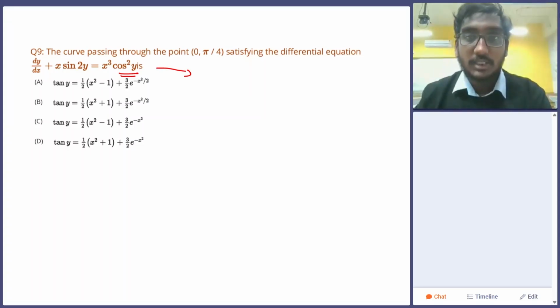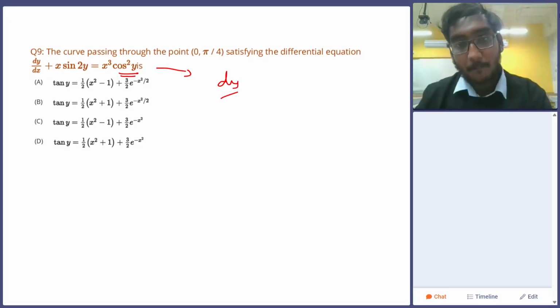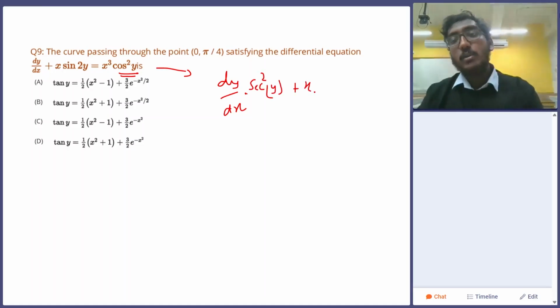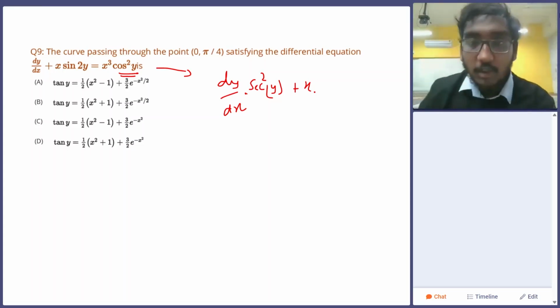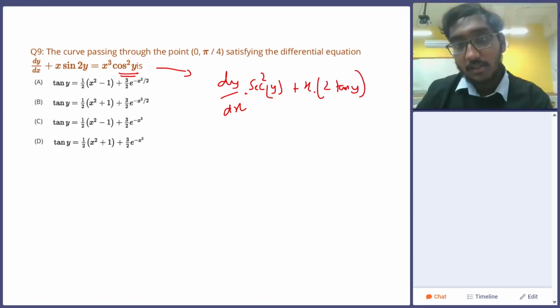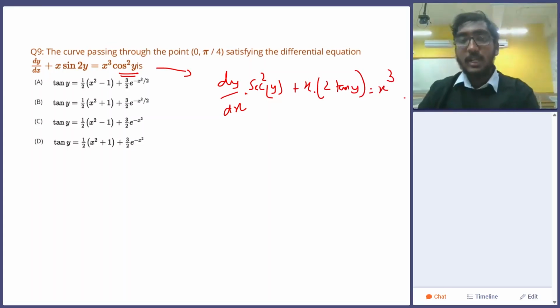So what I will do is I'll just divide throughout by cos square y, okay? Here it will become secant square y in the numerator, right? Plus x times sin 2y by cos square y is what? 2 sin y cos y by cos square y, that is same as 2 sin y by cos y, that is 2 tan y, okay? That is equal to x cube. This is what you will be getting, okay?